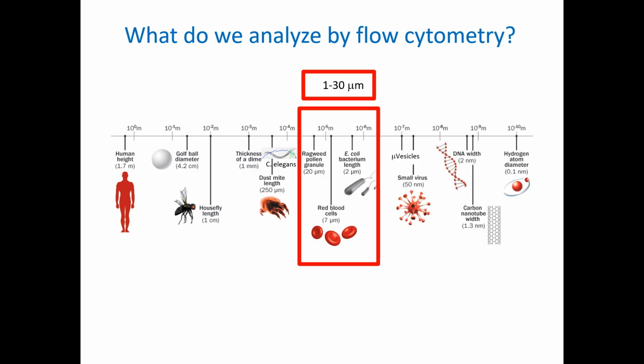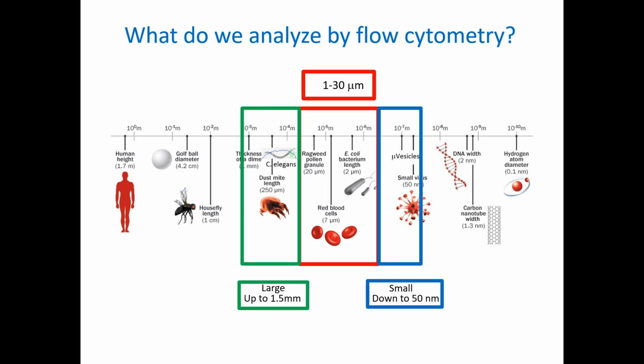Classically, flow cytometry has been used to measure particles from about 1 to 30 microns. Some instruments allow the measurement of larger elements, up to 1.5 millimeters, clusters of cells like organoids and spheroids, organisms such as C. elegans or zebrafish, seeds, nematodes, insect eggs, and larvae. And we can now measure very small particles as well, down to 50 nanometers, small bacteria and viruses, and particularly of interest now with all the work being done on extracellular vesicles.